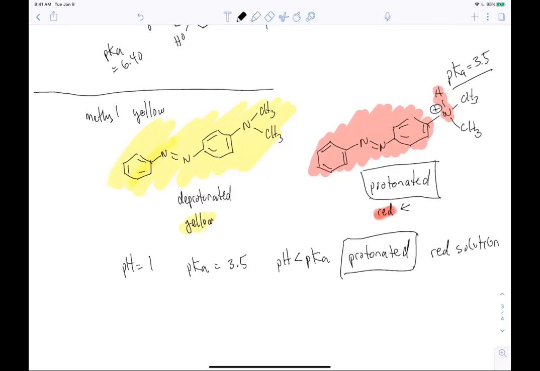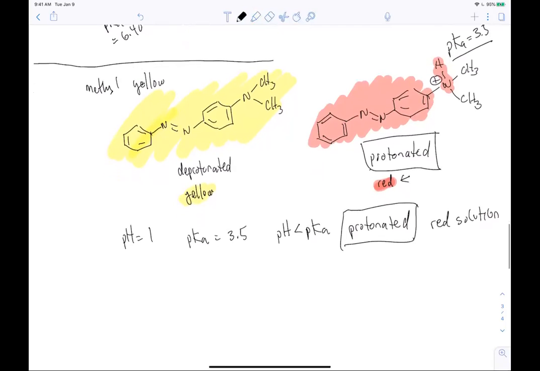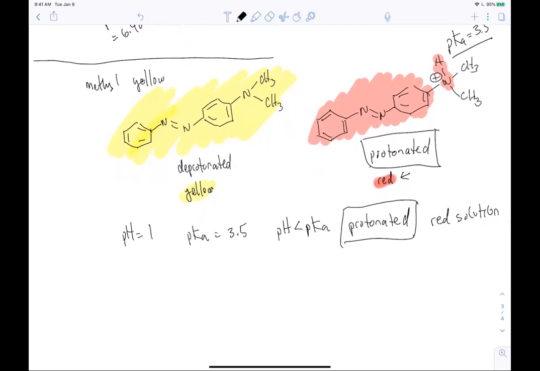Litmus is the common one there. When you're in acid, it's red. When you're in base, it's blue. So the colors are specified in the problem. Colors are specific to the molecule.